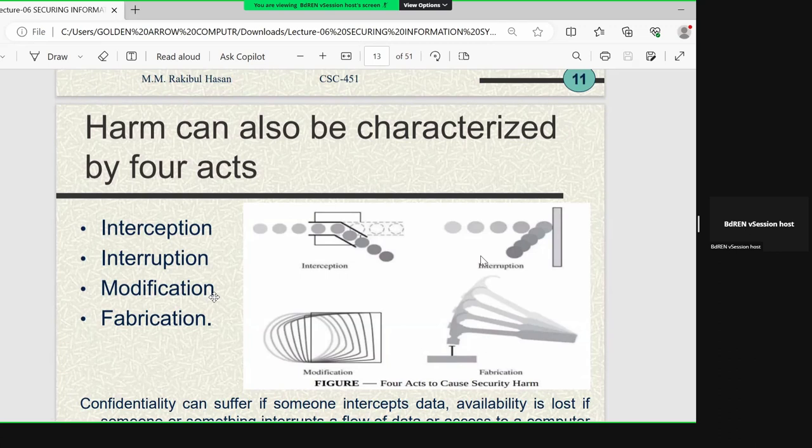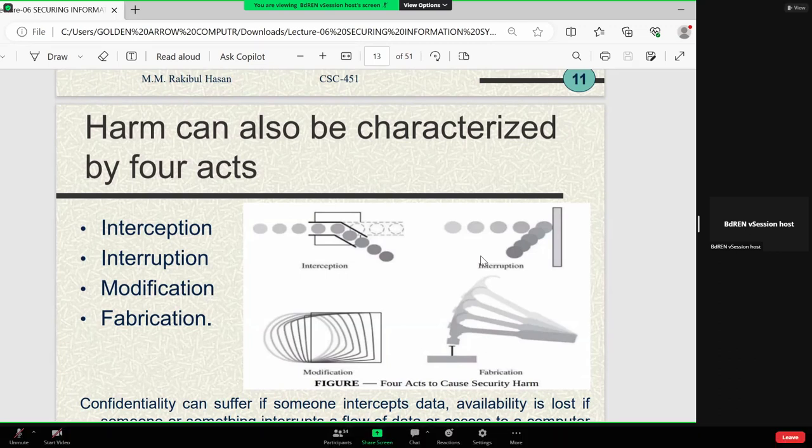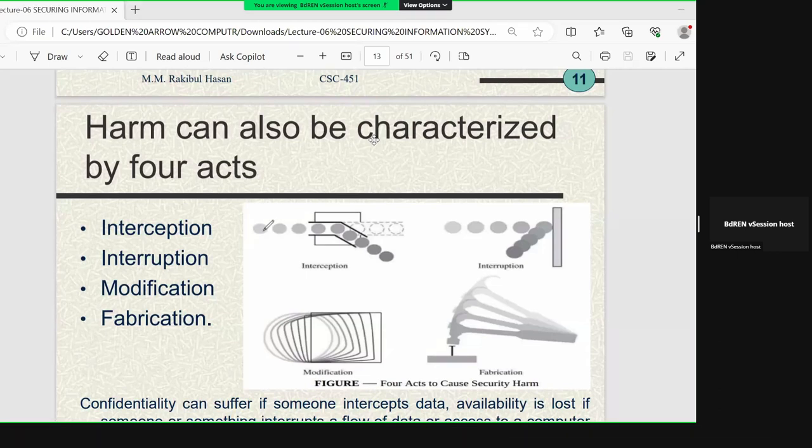As we are in the first part now, let's see what acts are available here. First of all, interception. What is interception? You can see the picture. Interception means, suppose here is the sender and here is the receiver. The sender is sending information to the receiver, and this is the normal path. But here we have a hacker. While the sender is sending the information to the receiver, this hacker is tapping the signal. You know what is tapping? In your previous class, I told you. What is tapping? Anyone tell me?